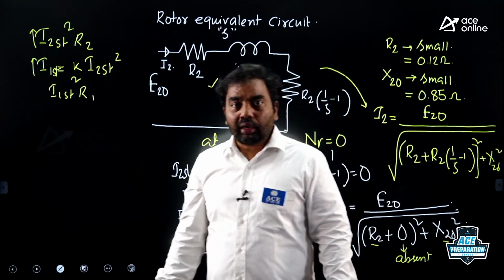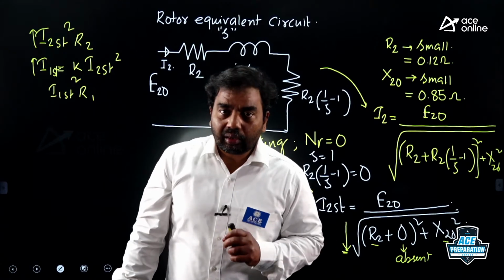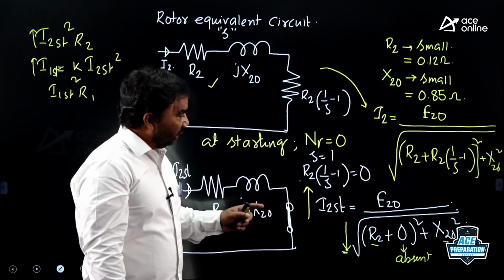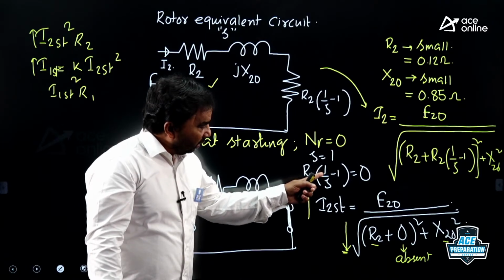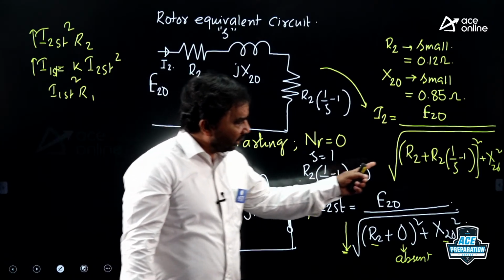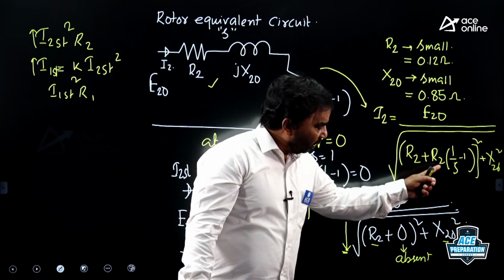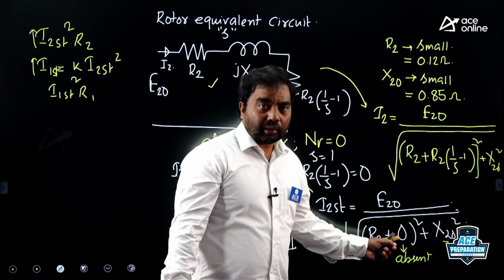So who is the main culprit for high starting current? It is the load impedance. The load impedance R2 into (1 by S minus 1), which is supposed to be present in the rotor circuit, that fellow is not there in the rotor circuit at starting.